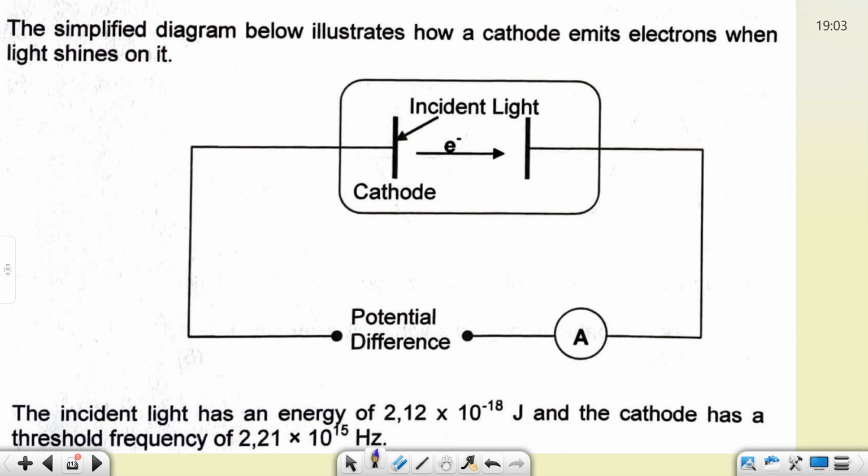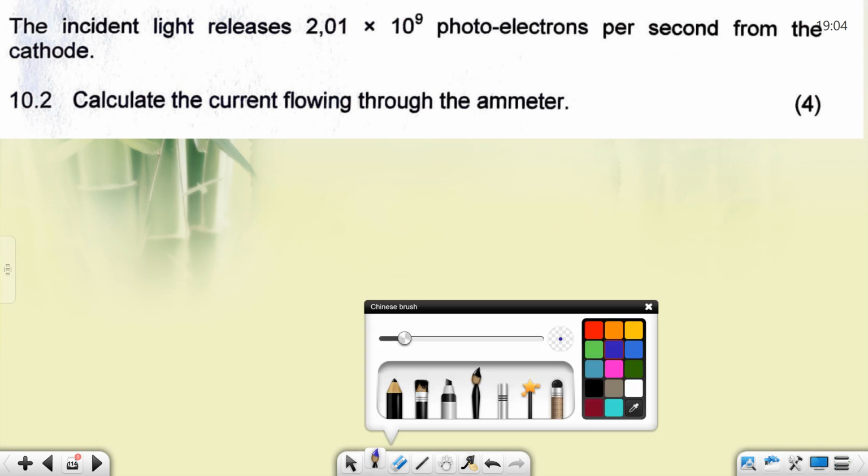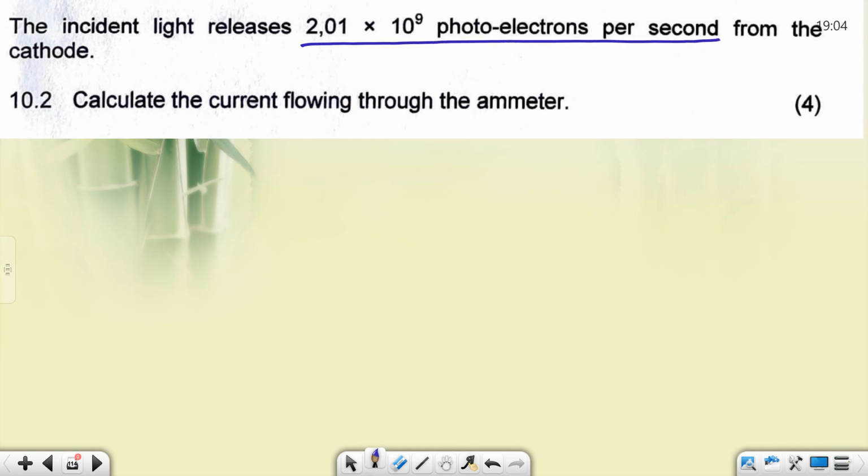Please take note of the things you are given. We are given the energy and we are given the threshold frequency. All right, let's go check something here. It says the incident light releases, I love this one, releases that number of electrons per second.